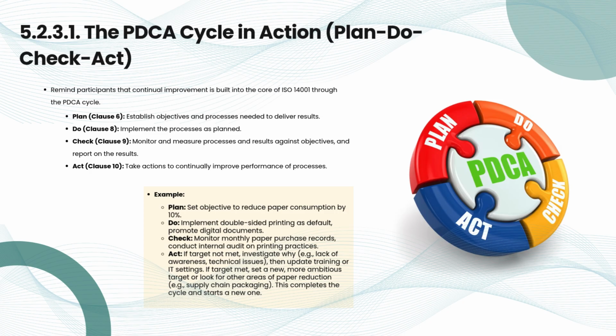If the target is met, that's great, but the act phase doesn't stop there. We might then set a new, more ambitious target, or look for other areas of paper reduction, like optimizing packaging in our supply chain. This completes the cycle and immediately starts a new one, constantly driving betterment. This cyclical approach ensures that your EMS is a dynamic tool, constantly evolving to deliver increasingly better environmental outcomes.